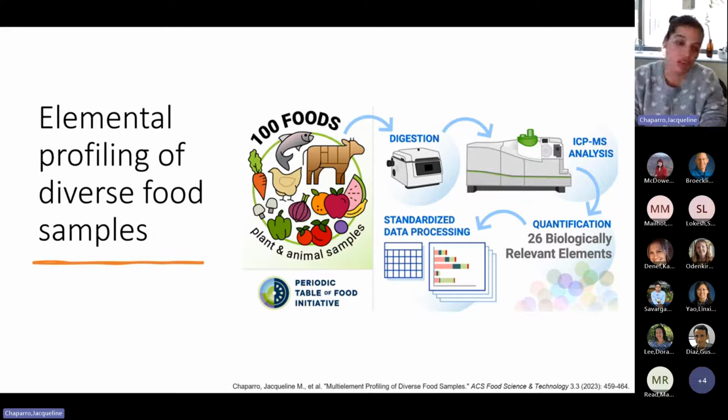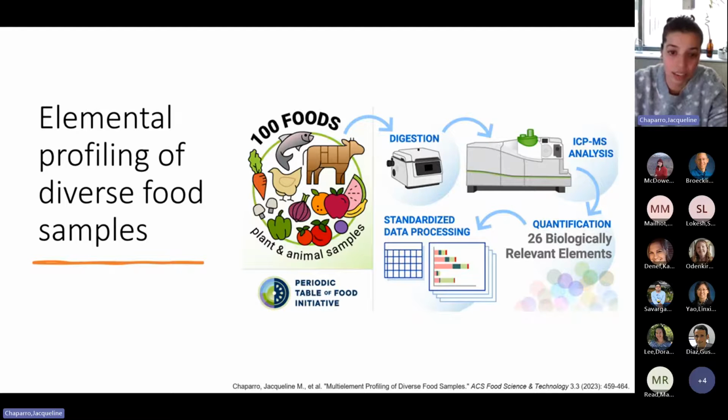So essentially 100 different foods that were purchased were done with the Periodic Table of Food Initiative. These samples were digested. We did ICP-MS analysis. We quantified 26 elements, and then with standardized data processing, we're able to see what differences there are.